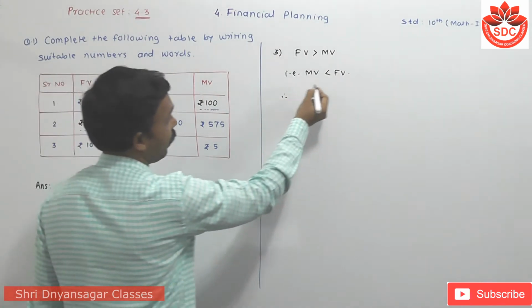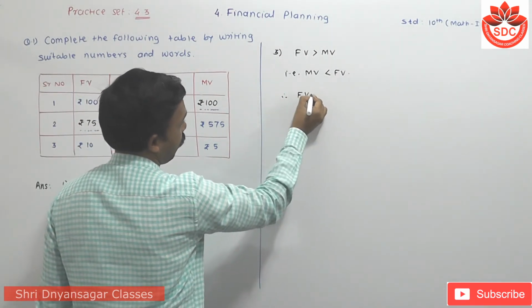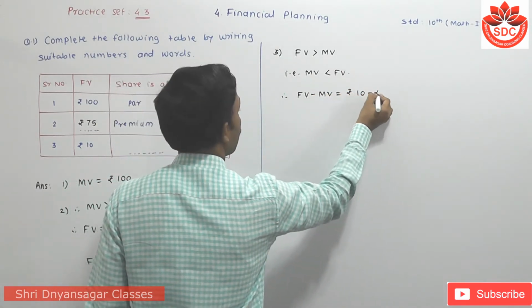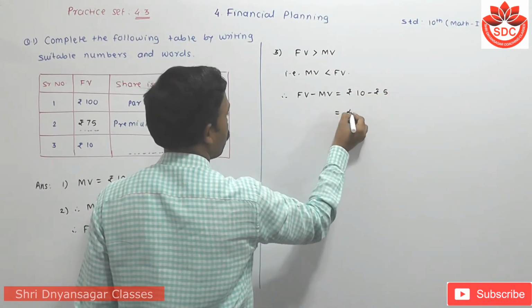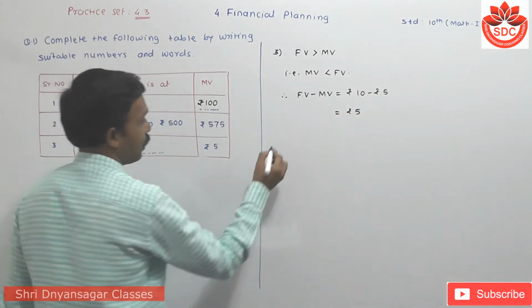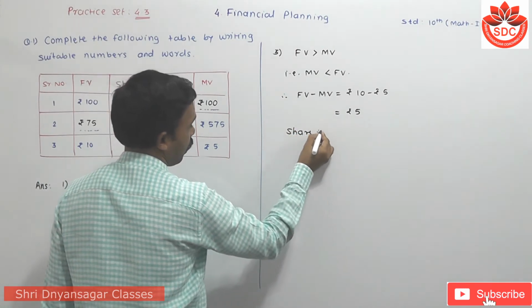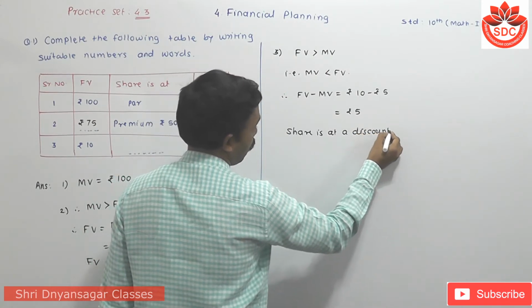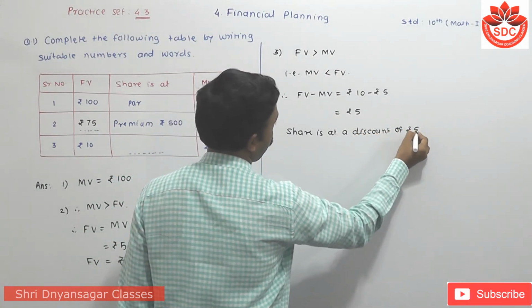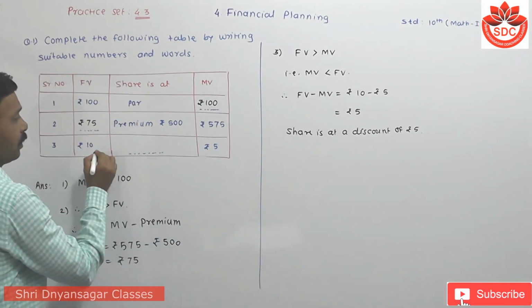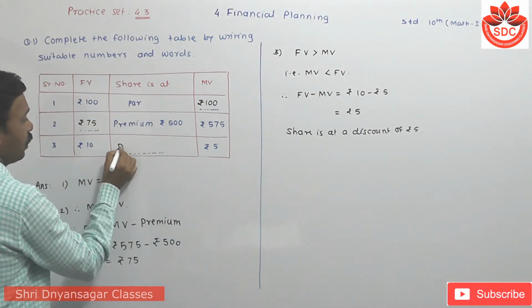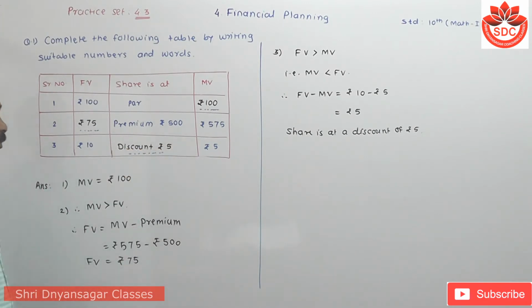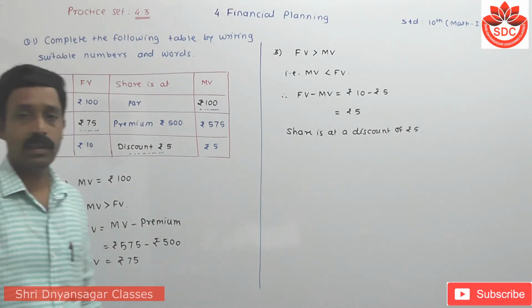Means that FV is greater here. So we write here FV minus MV is equal to rupees 10 minus rupees 5 is equal to how much? Rupees 5. Means that the share is at a discount of rupees 5. So we write here share is at a discount of rupees how much? 5. Can you understand this? Okay, we take the next question.